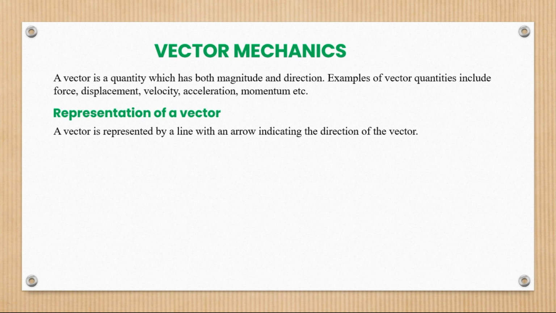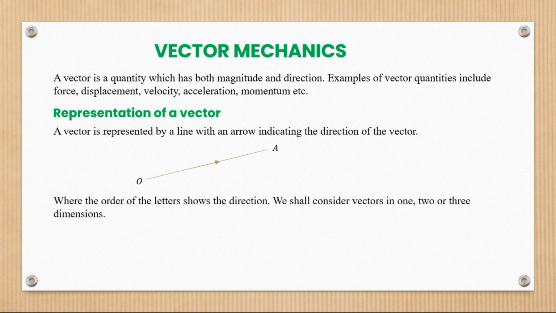So remember that a vector is both magnitude and direction. So this is an example. So here we have an arrow. We have a straight line and there is an arrow pointing in a certain direction. So the line starts from point O and it's pointing towards point A. So the direction is from point O to point A, where the order of the letters shows the direction. So we shall consider vectors in 1, 2, or 3 dimensions. So that's what we're going to be doing in this category.